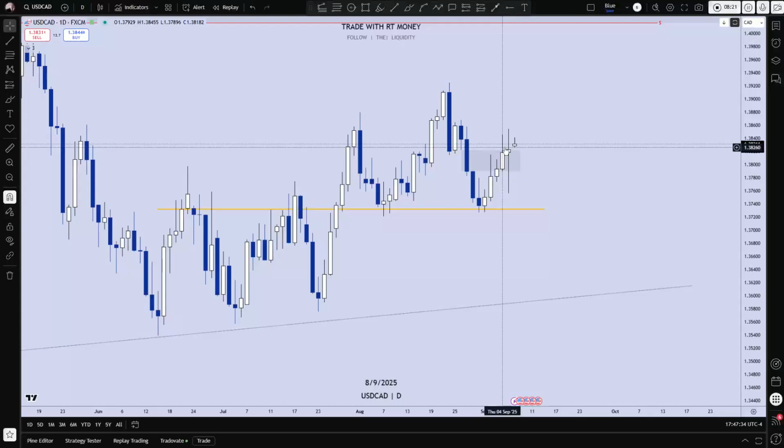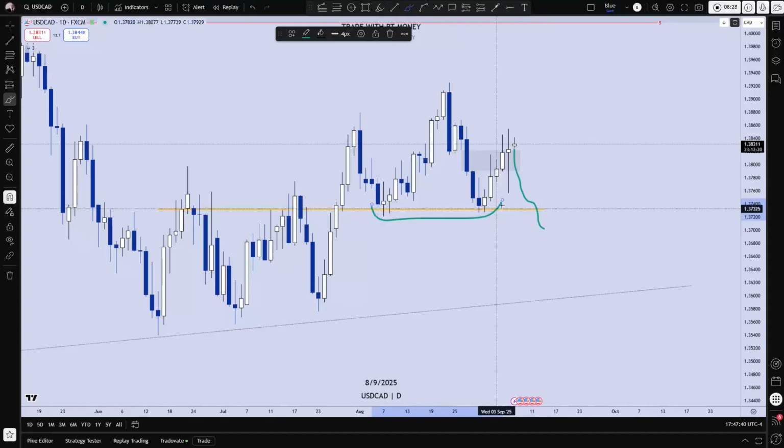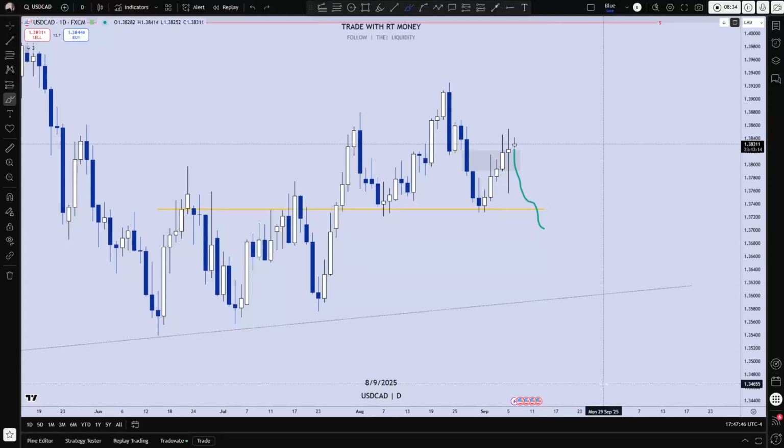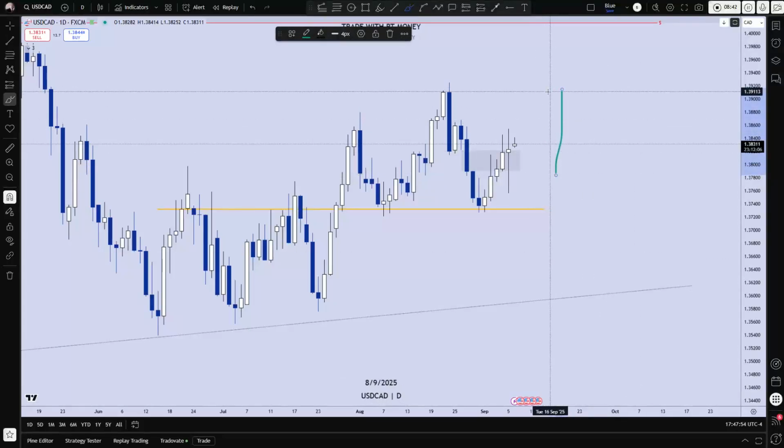Doesn't mean we're out of correction territory. Price could all of a sudden drop and sweep the sell side liquidity before a hard move up. I'm telling you right now, I would like to see that. I would like to see a move down before the market takes that move to the upside. I would like to see that.